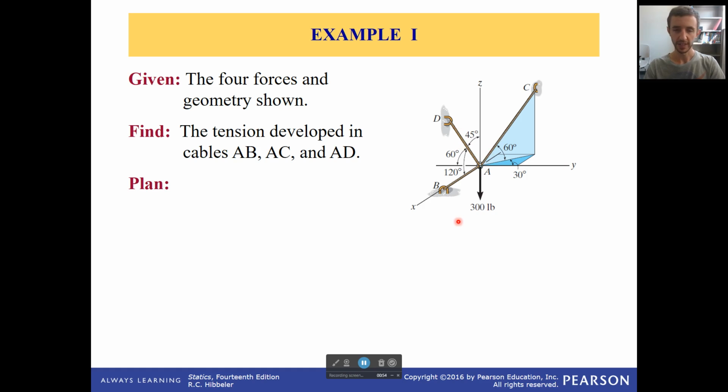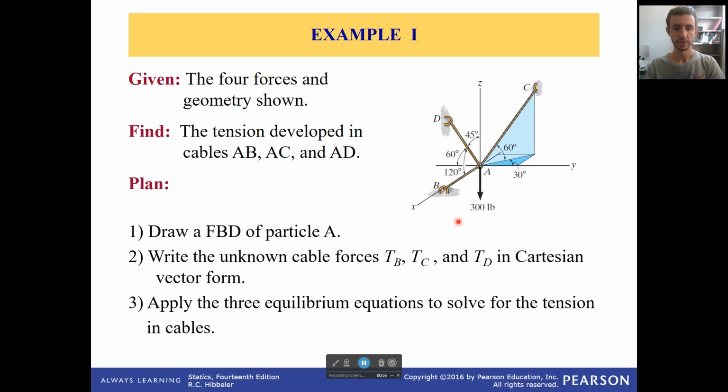So, what's your plan of attack? Well, first off, you need to write these forces in Cartesian vector form. You need to break them up into components. You can't just use these angles. You've got to break it up and figure out what the components are. Get a unit vector, and then multiply the unit vector by some variable, TB, TC, and TD.